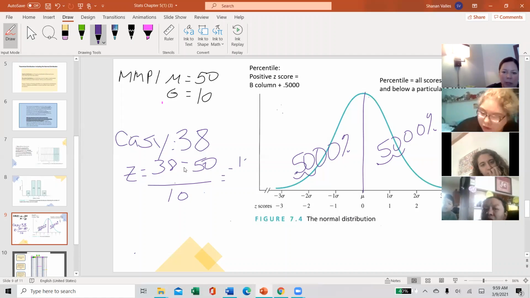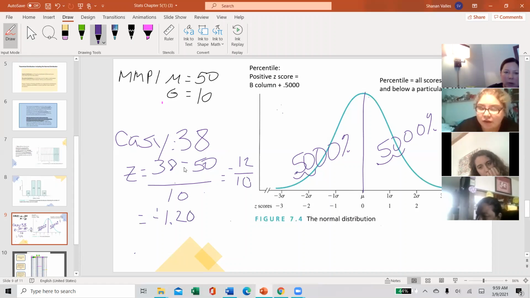It's negative 12 over 10. Thank you. Negative 12 over 10. And so then that should be negative 1.20. Well, do we always add the 0 or do we just put 1.2?